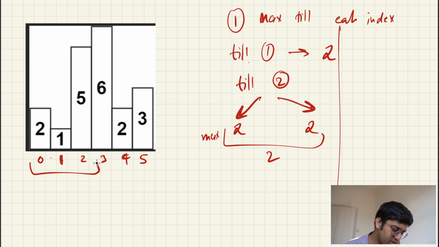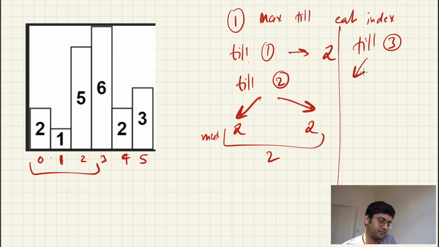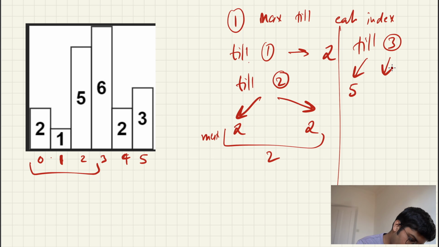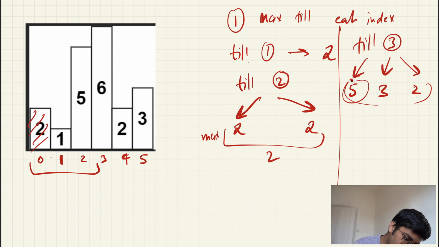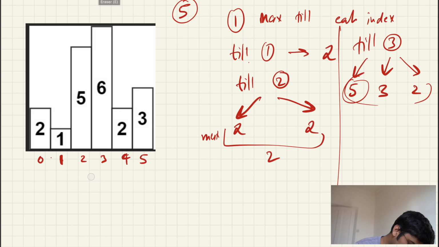Till 3, what are the options that you can have? Till 3, what is the maximum that I can make from 5? I cannot go back, I cannot go front, only 5 only. The other option is the maximum I can make from 1 till 3. The other option is the maximum I can make from 2, just 2 only. Maximum of this is 5. So the answer so far is 5. No problem. Let's move forward.